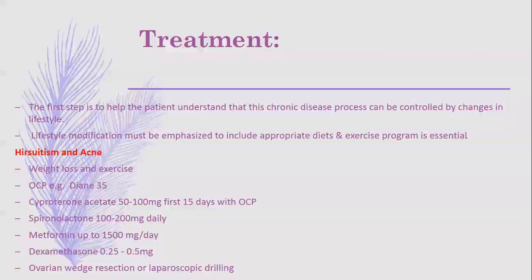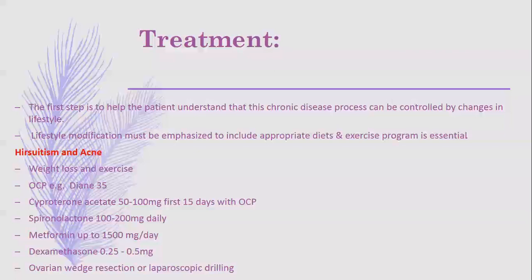If the patient's main complaint is hirsutism and acne, we need to treat. First of all, we do lifestyle modification, weight reduction and exercise. We can give the patient a combined oral contraceptive like Diane. This Diane has an anti-androgenic effect and is a contraceptive at the same time, and it also regulates the patient's cycle if she has an irregular cycle. We can give her cyproterone acetate 50 to 100 milligram in the first 15 days together with the oral contraceptive.